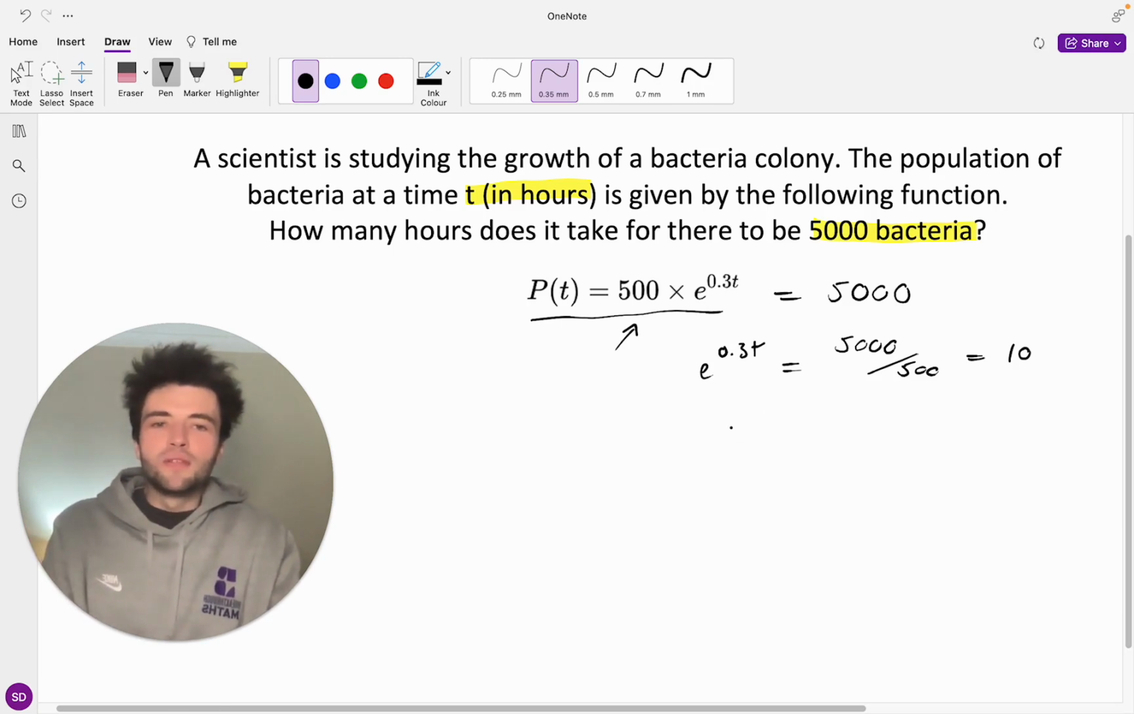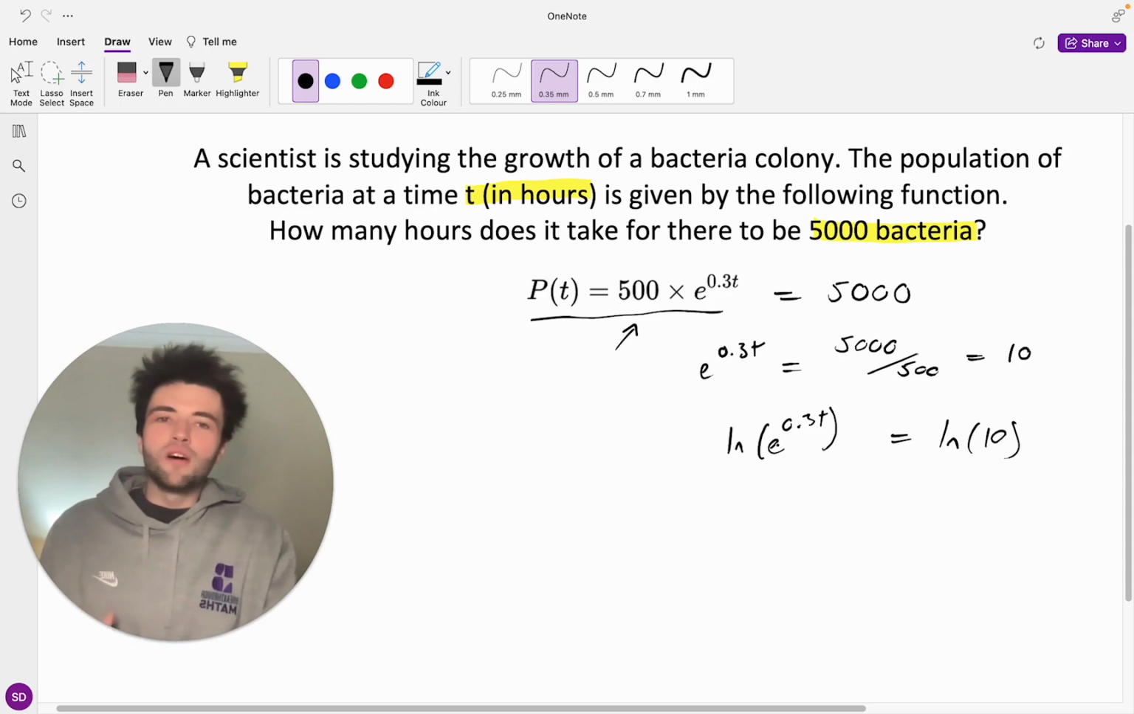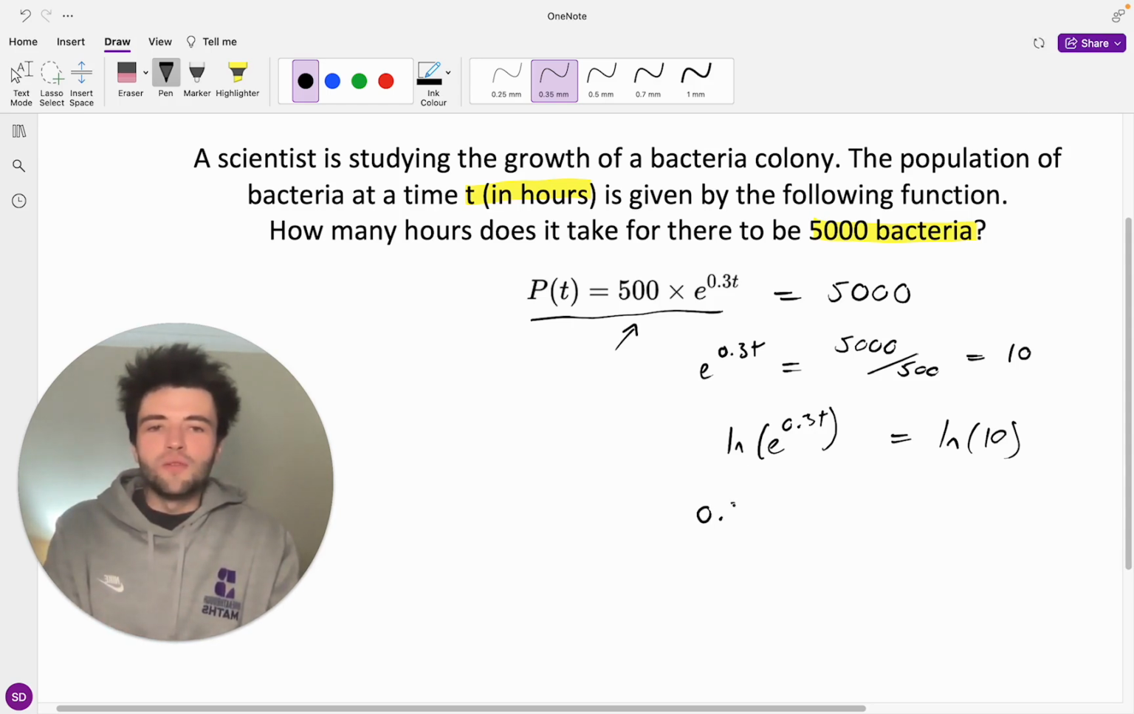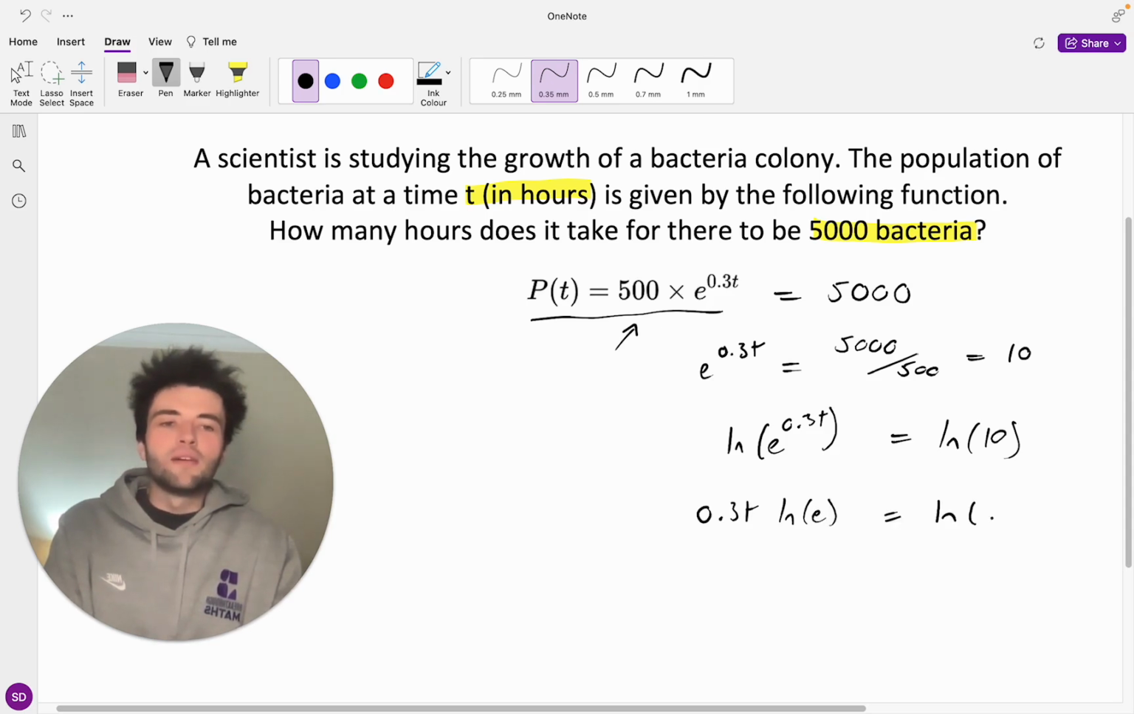So what I always do for logs, it's a handy trick, is just take the natural log of both sides. So we're going to take ln of e to the 0.3t on the left, and then we're going to have ln of 10 on the right. And then just using the rules of logs we have in our log tables, we can take our power down in front, so we can use that to multiply the log, and then the ln of e we're going to simplify in a second, and we're going to leave the ln of 10 as is.